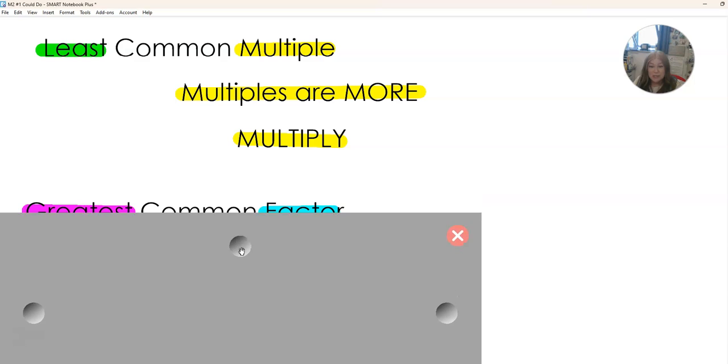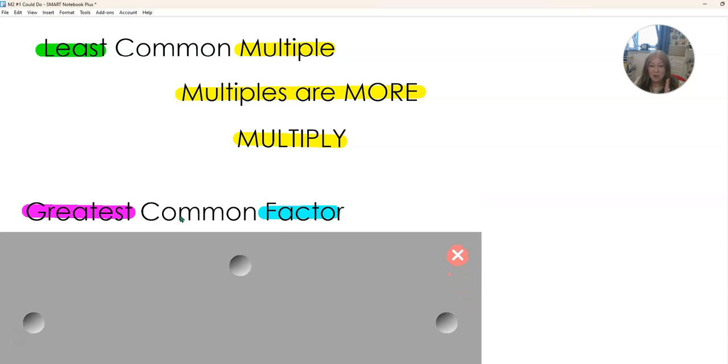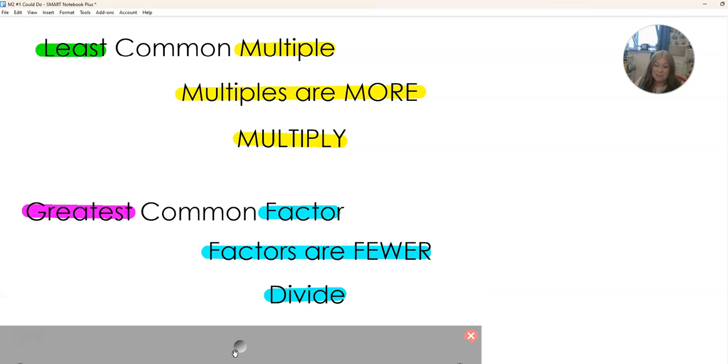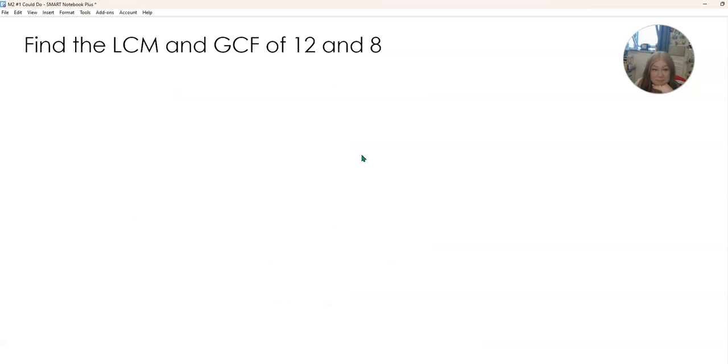So factors are the opposite of that. So the greatest common factor, we're looking for the biggest number they have in common when we factor. So factors are fewer. They're smaller than the number. We hear that word greatest and we start trying to multiply, when really we need to do the opposite. We need to divide to find the factors, then find the biggest one. We multiply and then find the smallest one. So you just have to read the word and think about what it's meaning.